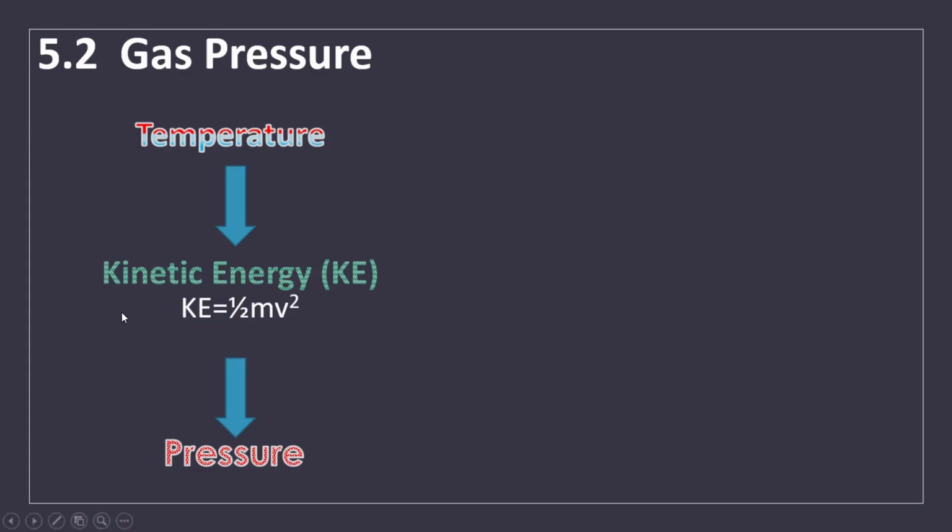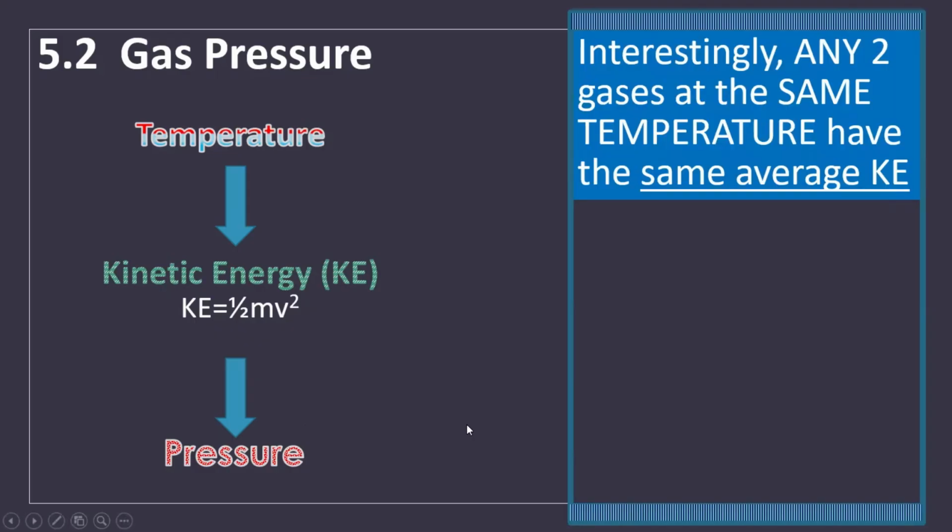The formula for kinetic energy is 1/2 times the mass of the gas molecules times the velocity squared, how fast those molecules are moving. Together, those things impact how much pressure the gas produces. Very interestingly, any two gases at the same temperature have the same average kinetic energy.